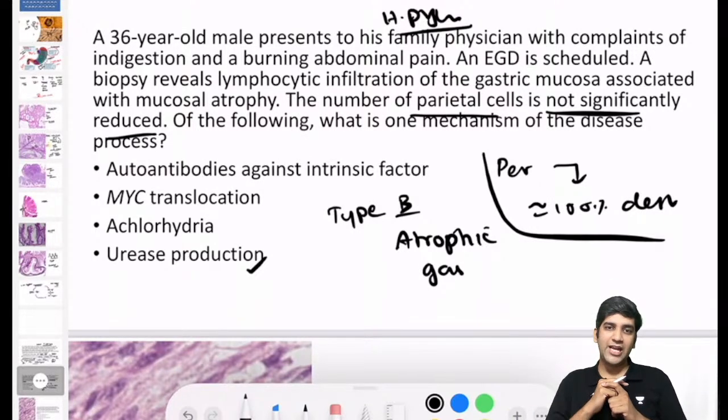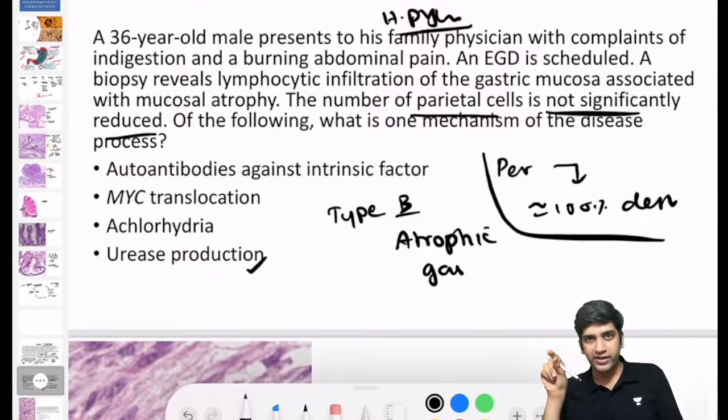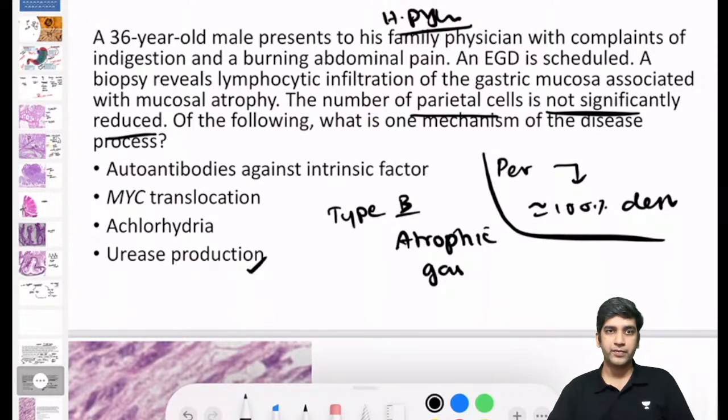Some of you commented achlorhydria. What is the significance of achlorhydria and H. pylori? Is there any significance first? If so, what significance?